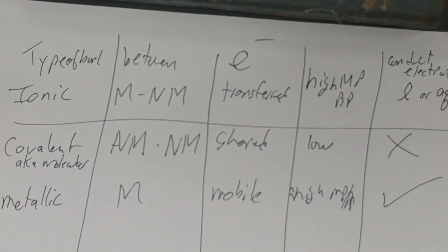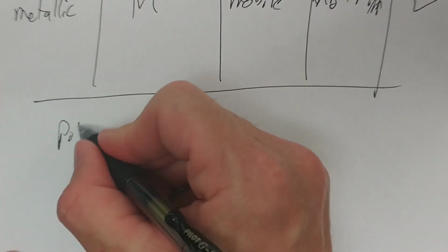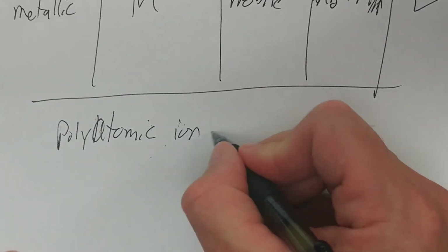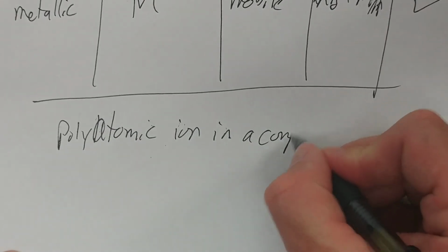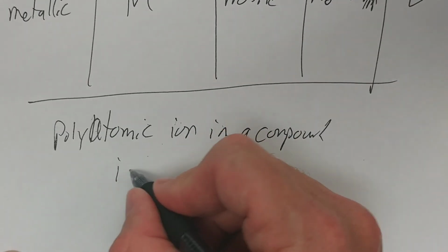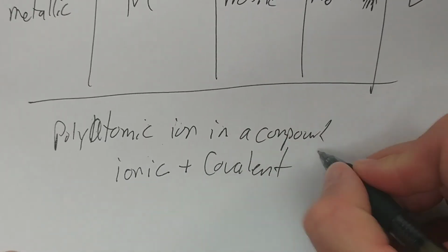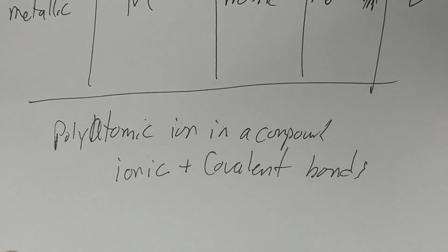If we have a polyatomic ion in a compound, it has both ionic and covalent bonds.